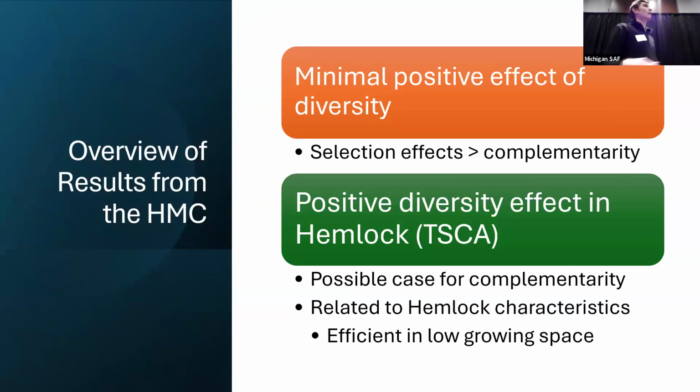Why this might be occurring is probably related to the characteristics of hemlock. Hemlock is one of the best species for growing space efficiency. They can grow these stands where it's kind of tied with sugar maple as far as carbon storage between the two community types, but a hemlock tree of the same diameter is going to store way less carbon than a sugar maple tree of the same diameter.